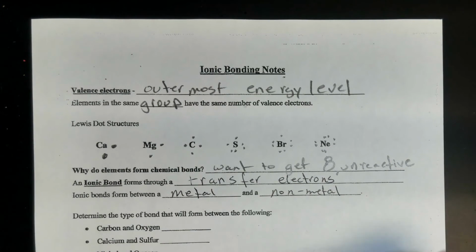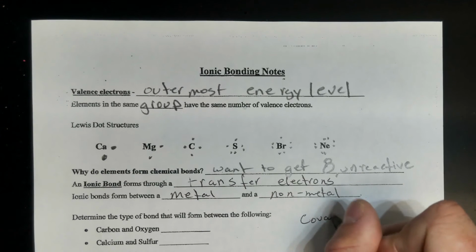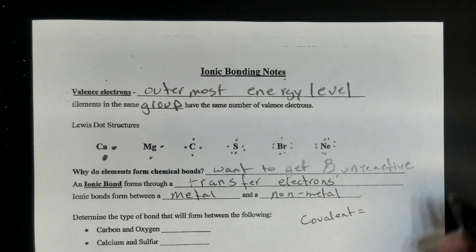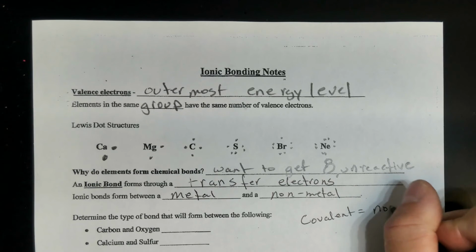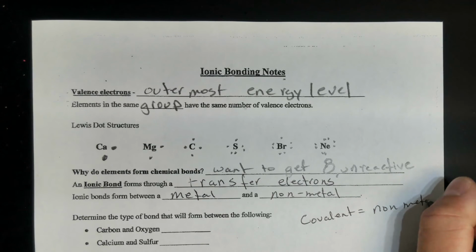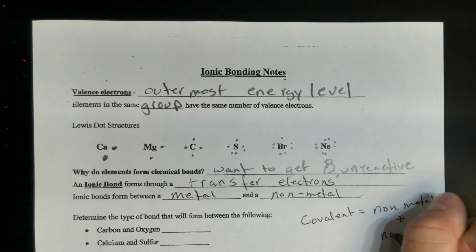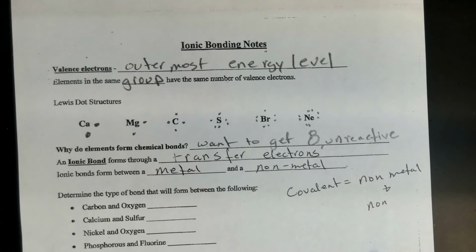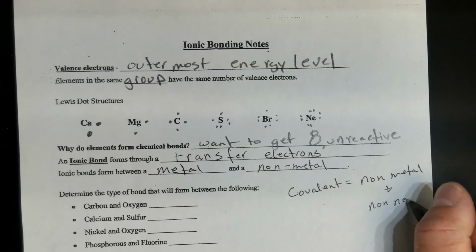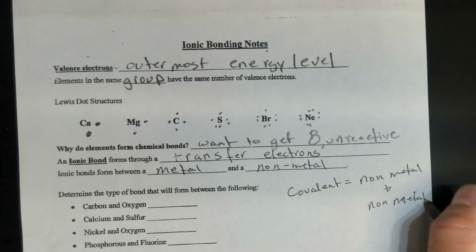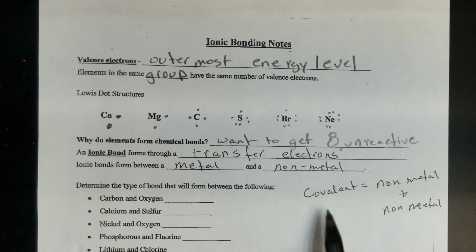So this isn't on the notes, but I told the kids to write it in when we're in class. So covalent is a non-metal and another non-metal. So it's between two non-metals. We're going to need this part for these questions over here.